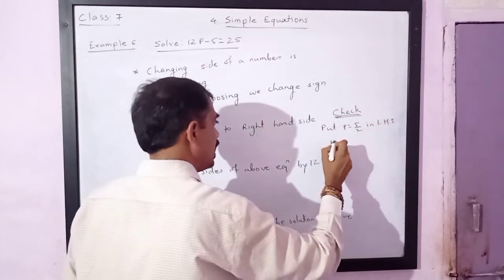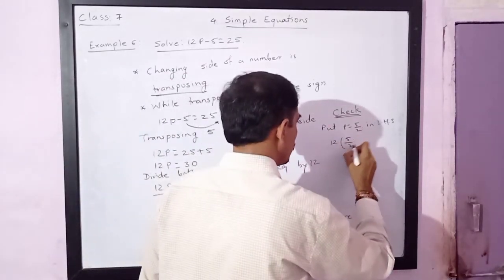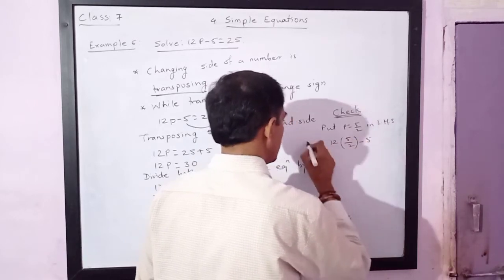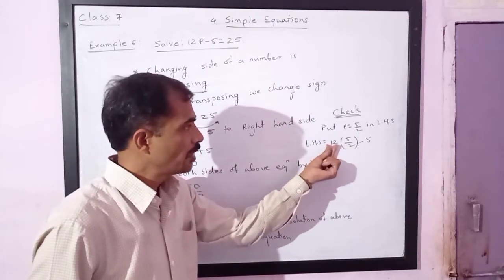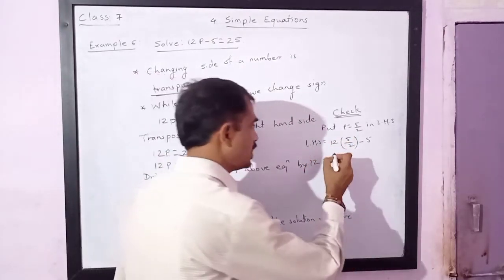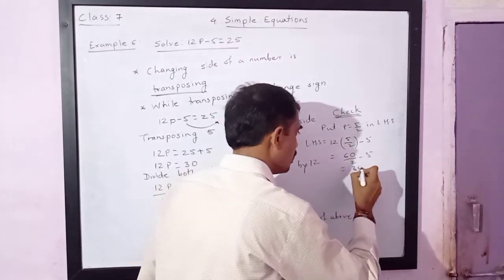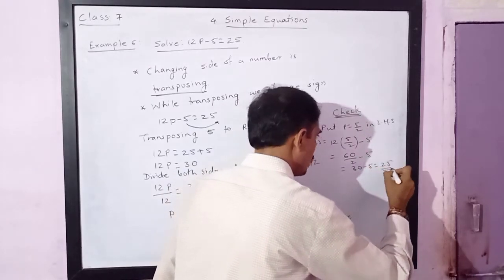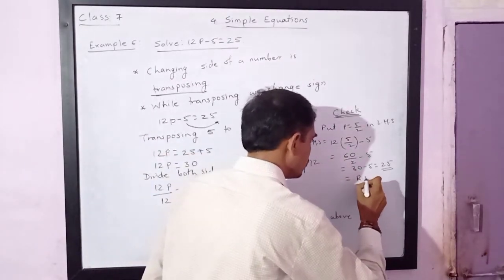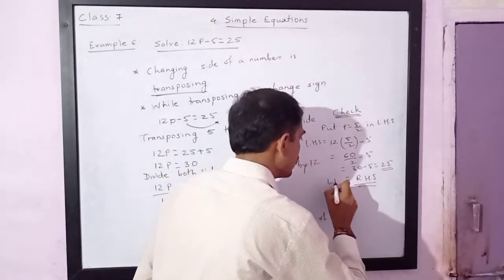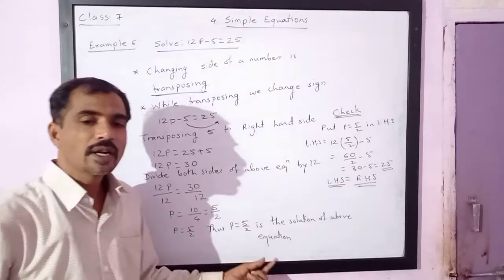So we will get 12p means 12 times 5 upon 2 minus 5. This is our LHS. So this is equal to, this is reducible. You will get 12 fives are 60 upon 2. So that is equal to 60 upon 2 minus 5. 60 upon 2 is 30 minus 5, that is equal to 25. We have got equal to RHS, means our answer is correct. So we have got LHS is equal to RHS. It means the solution p is equal to 5 upon 2 is correct.